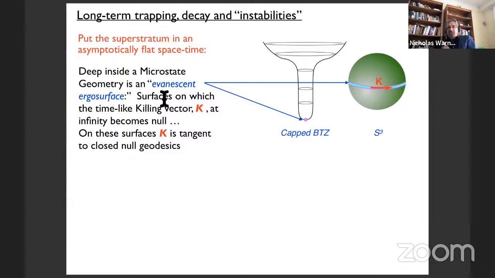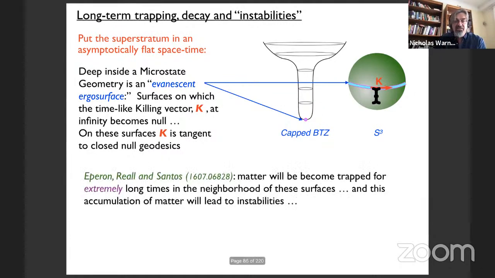It never goes space-like, but in this particular cap BTZ, at r equals 0, and on the equator of the 3-sphere, it goes null. And then it goes time-like again. So, evanescent ergo surface. And on those surfaces, this Killing vector is tangent to the surface. So what Eperon, Reall, and Santos said is that matter that's near that line, near that closed photon loop, if you like, will become trapped for extremely long times.